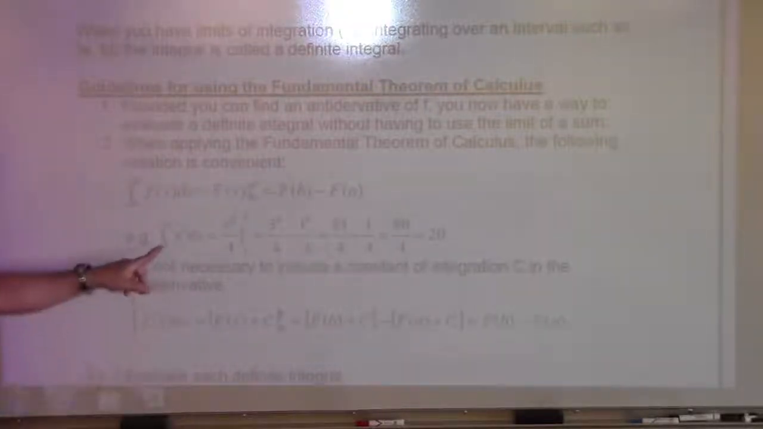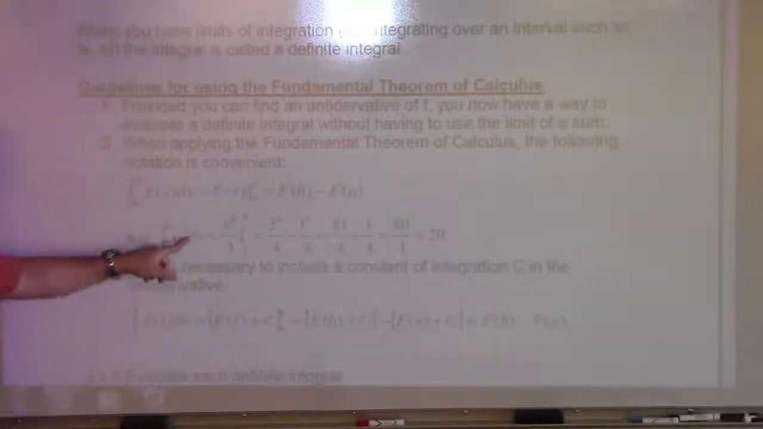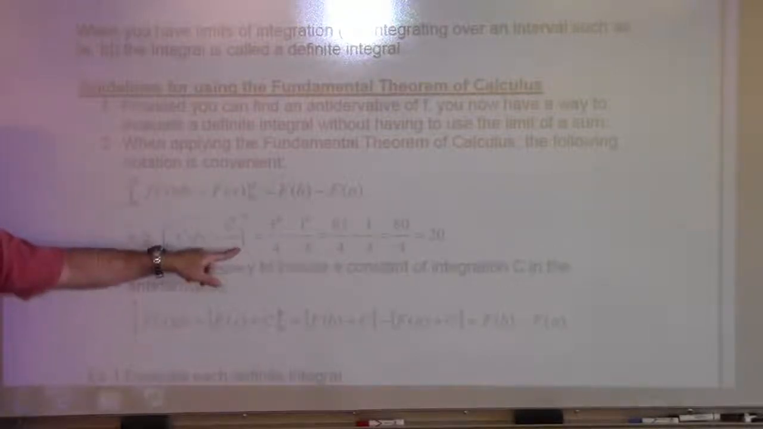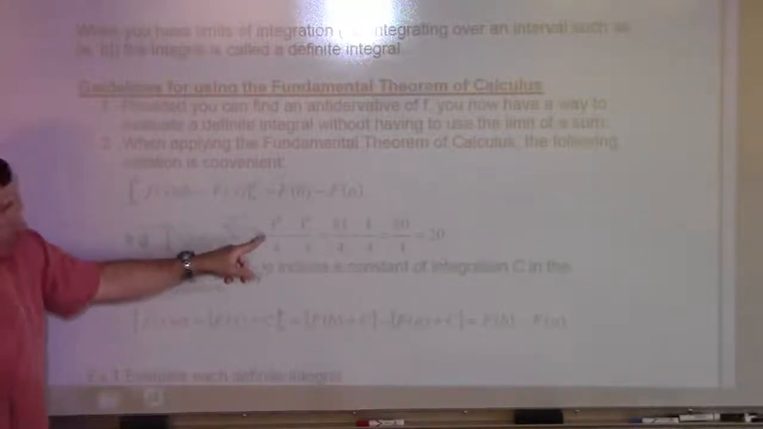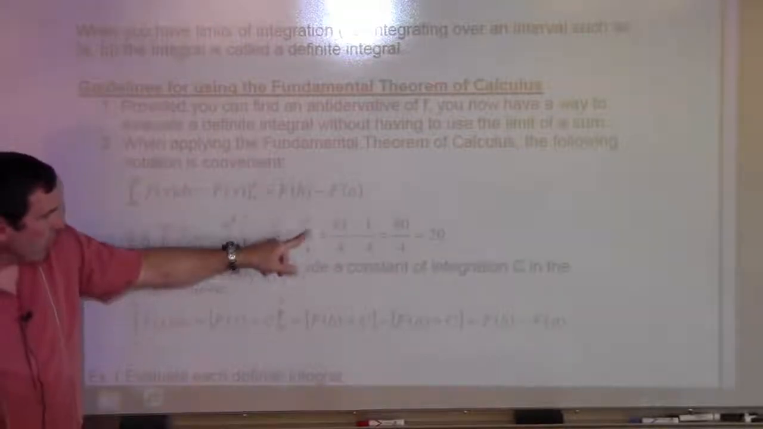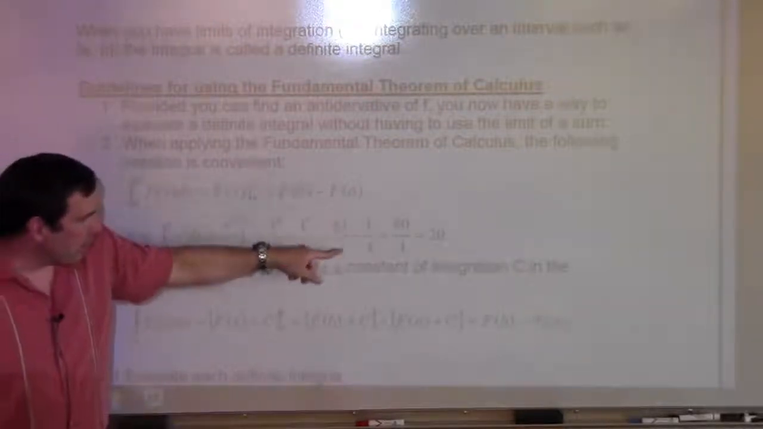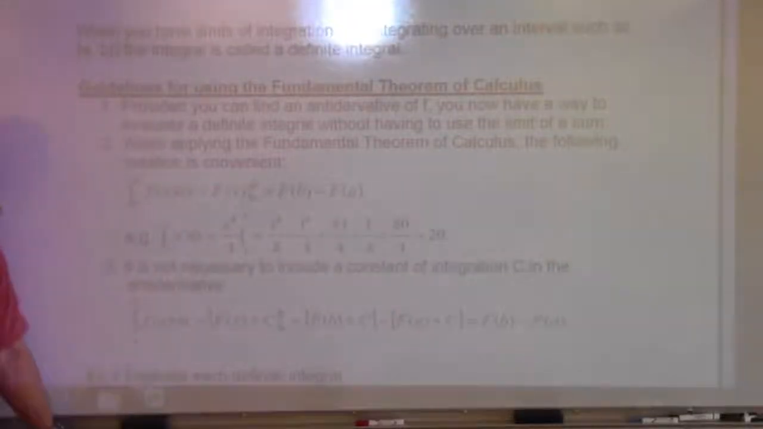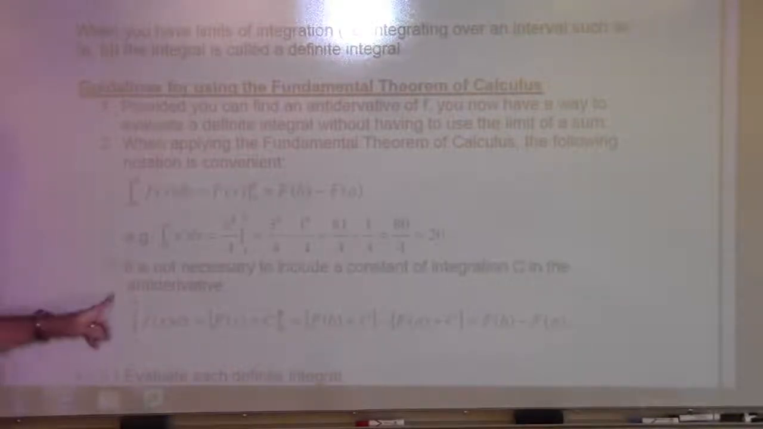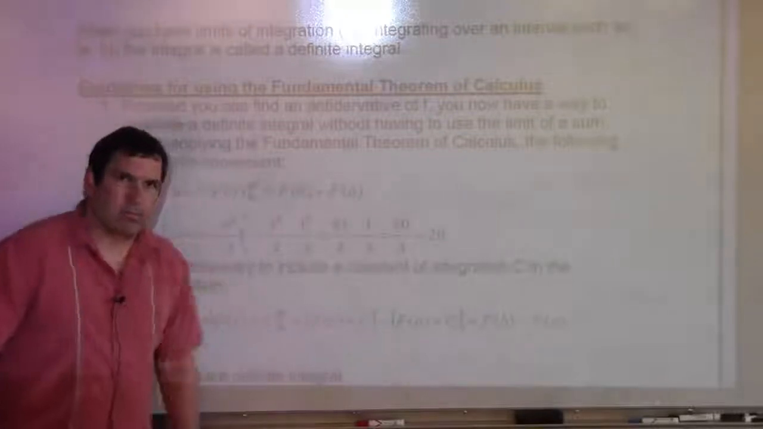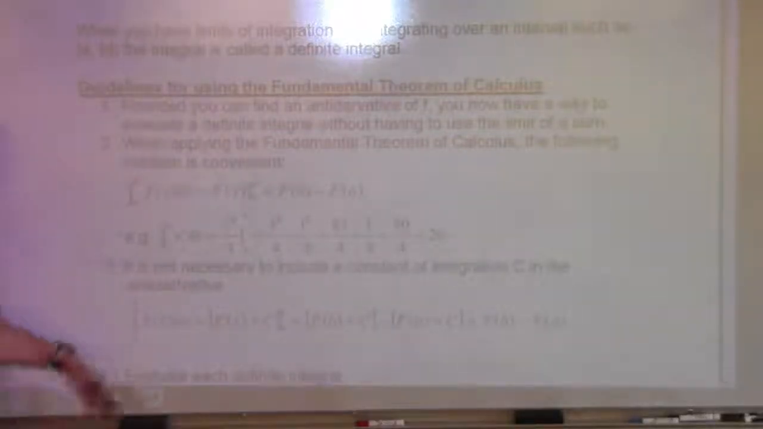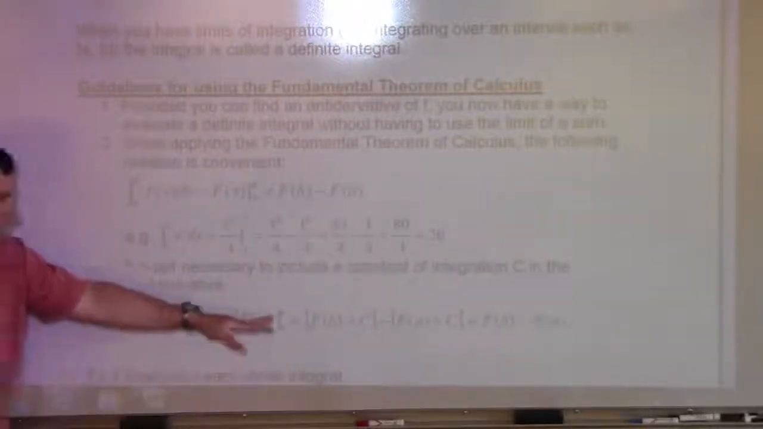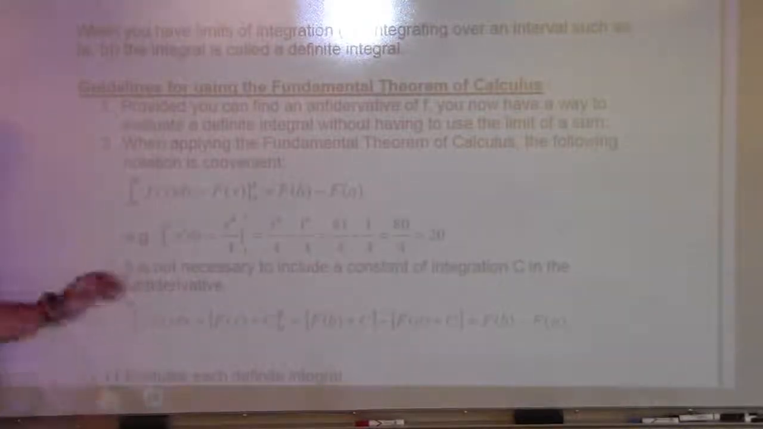For example, the integral from 1 to 3 of x cubed dx is x to the 4th over 4 from 1 to 3. So that's going to be 3 to the 4th over 4 minus 1 to the 4th over 4, which is 81 over 4 minus 1 over 4, which is 80 over 4, which is 20. It's not necessary to include a constant of integration c in the antiderivative because the constant would just subtract down. It'd be the same constant for each one because the constant is not affected by the limits, so it subtracts down.